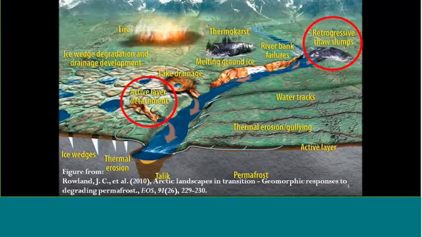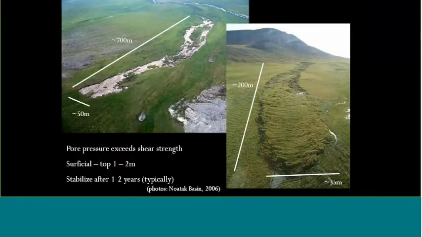processes of permafrost degradation. Active layer detachment slides are very superficial features. They occur when the ice-rich transition zone, which is between the active layer and the upper permafrost, the permafrost table, simultaneously thaws and melts. And that instability causes the active layer to slide en masse downhill. They can be fairly large. You can see the one on the left is the better part of 1 kilometer long and about 50 meters wide. They're more episodic. They tend to stabilize after a year or two.